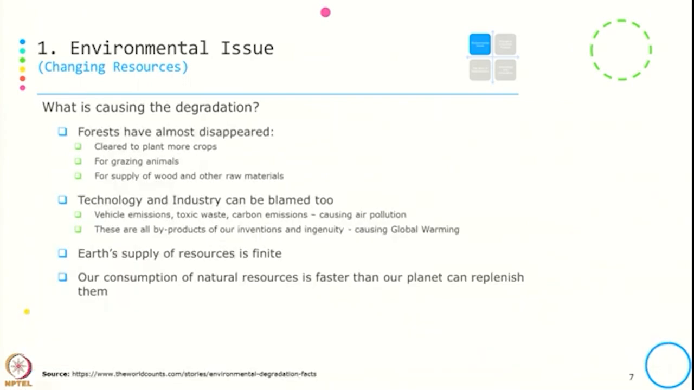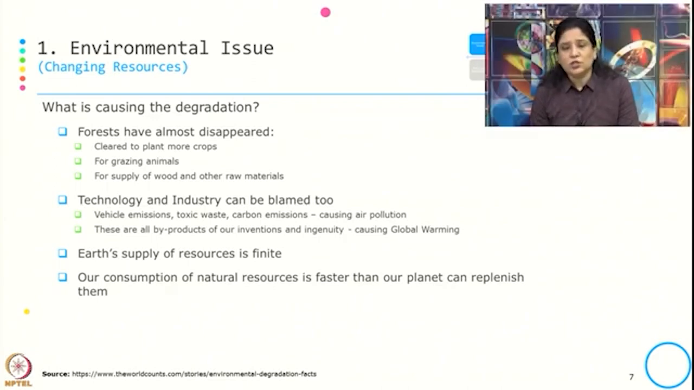Now, going further, let us see what is happening to the other resources. What is causing the degradation? You must have seen that forests have almost disappeared. Why have forests disappeared? Because the human population has cleared those forests to plant more crops, for grazing animals, and for supply of wood and raw material, the typical forest-based economies. Then the second point is technology and industry, the so-called businesses, and how we blame them for changing resources. In one way we use resources to produce, and the byproducts of the production process are vehicle emissions, toxic waste, and carbon emissions, which give rise to air pollutants. These are all byproducts of our invention of different types of goods, and the way we are using the resources leads to global warming.